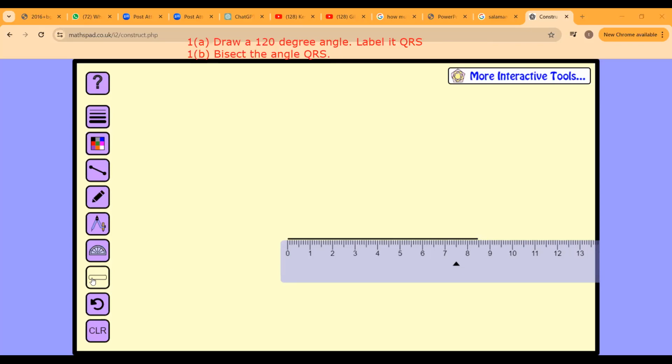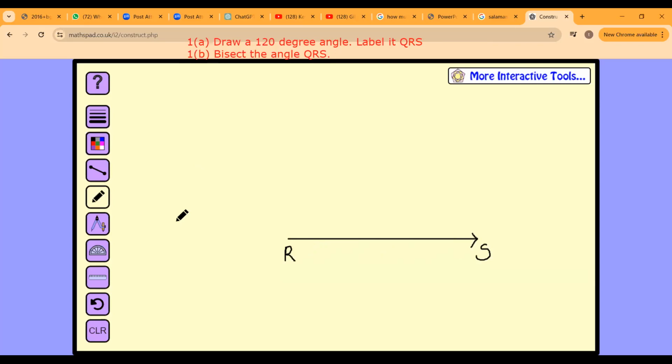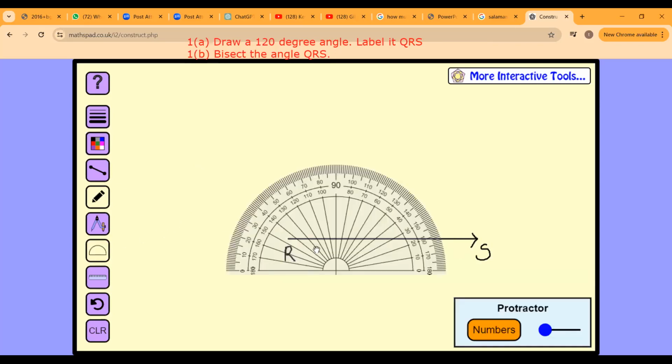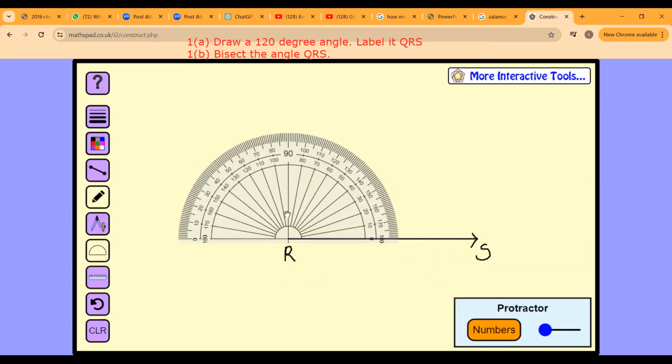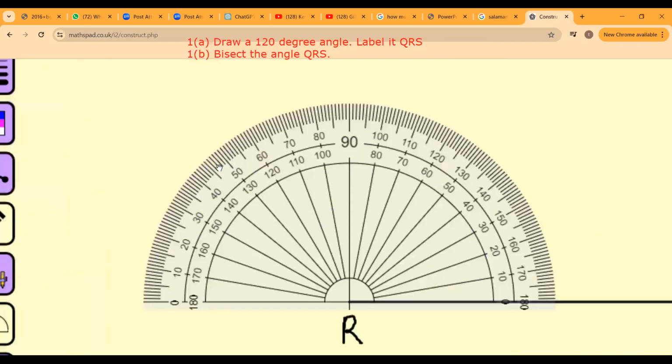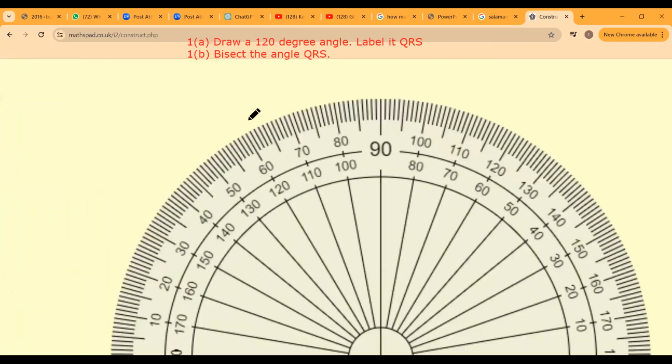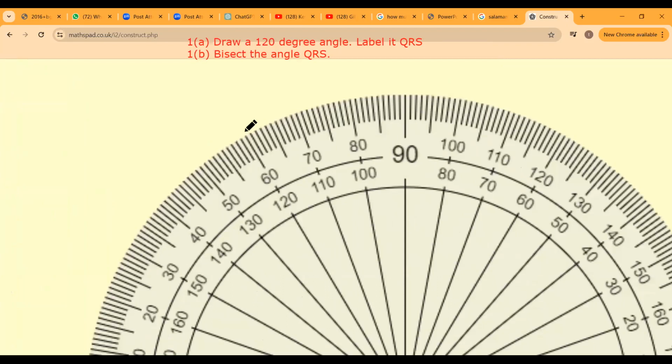All right. So we're going to put this right here. So this is R, and this is S. And then we're going to start at this point, and then we have to draw an angle that's 120 degrees. So 120 would be here.